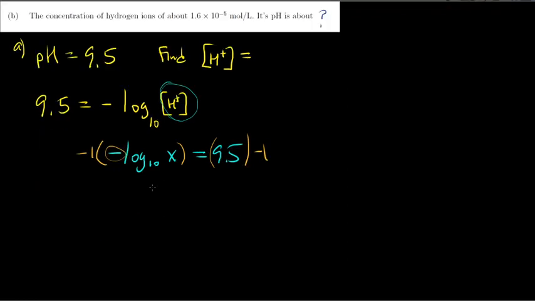And if I do that, I just get positive logarithm, again, base 10. You don't have to write the 10, but let's do it. It's convenient. And that's going to be negative 9.5, negative 1 times 9.5. All right, so now we want to solve for x.